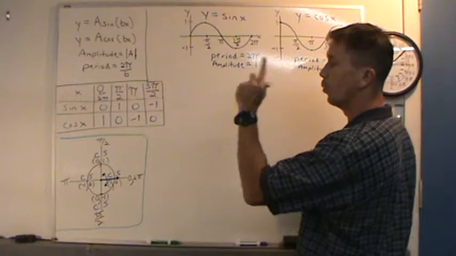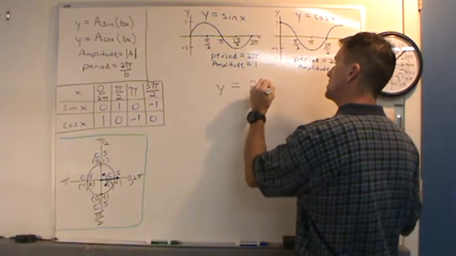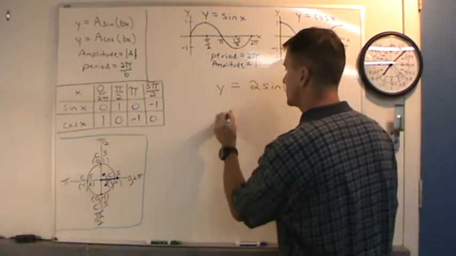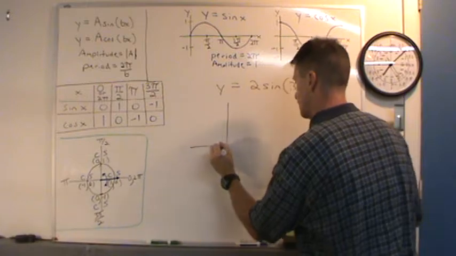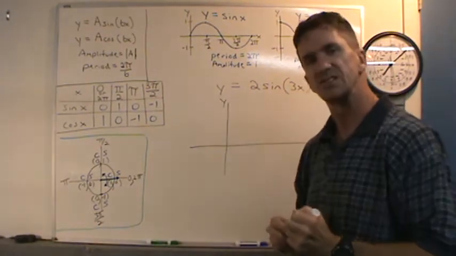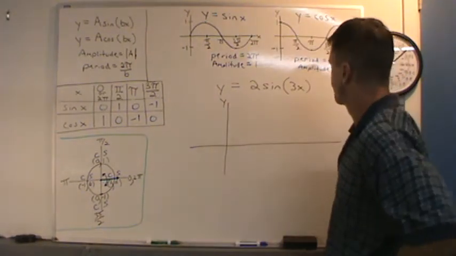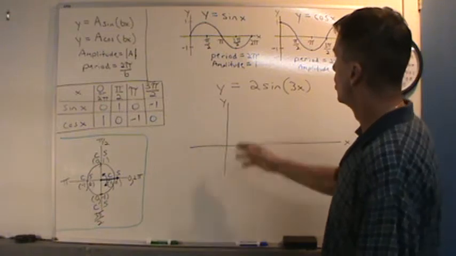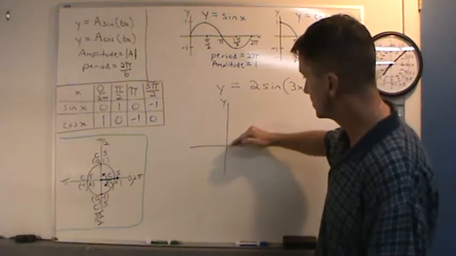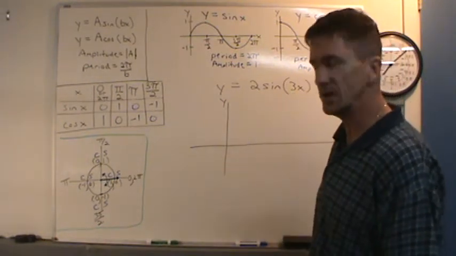We're going to sketch one period of y equal to 2 sine of 3x. And in all my examples, from now to the end of this video, we're always going to sketch one period of the function. Okay? So, x-axis, y-axis, y equals 2 sine 3x. So the amplitude is 2. That means it'll go up 2 and down 2.